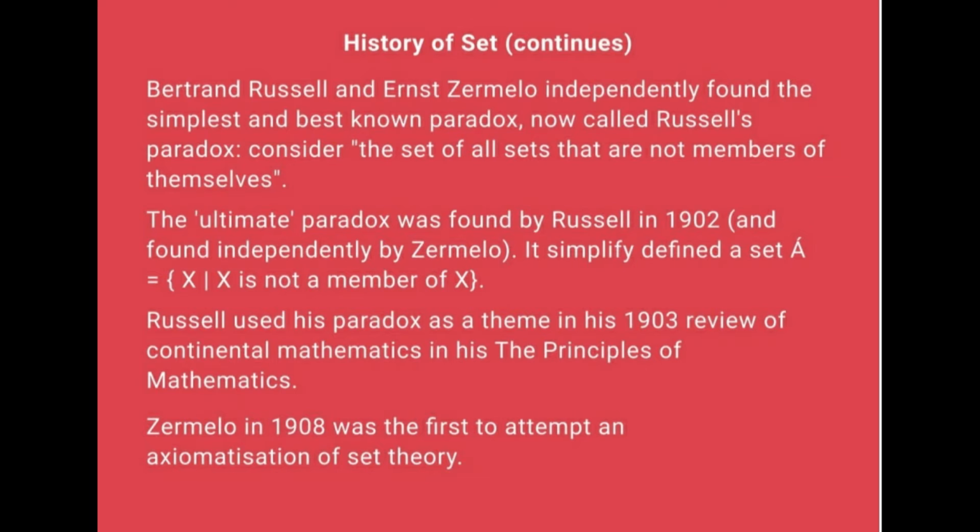Russell used this paradox as a theme in his 1903 review of continental mathematics in his Principles of Mathematics. Zermelo in 1908 was the first to attempt to axiomatize this set theory.